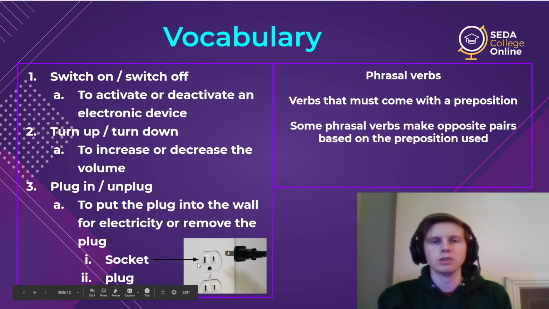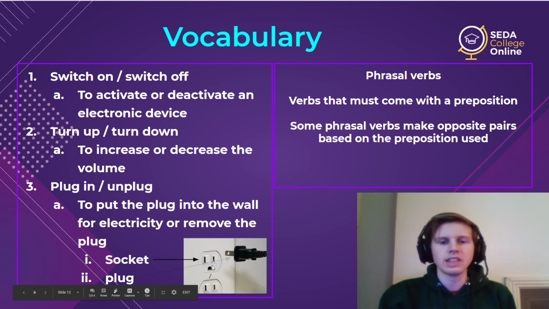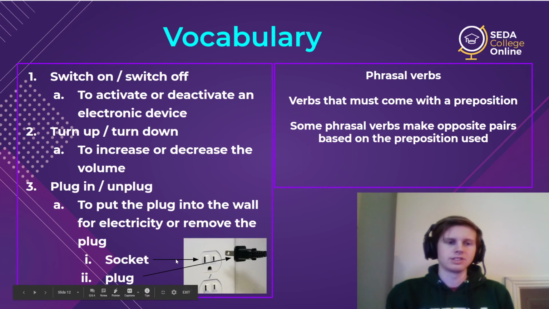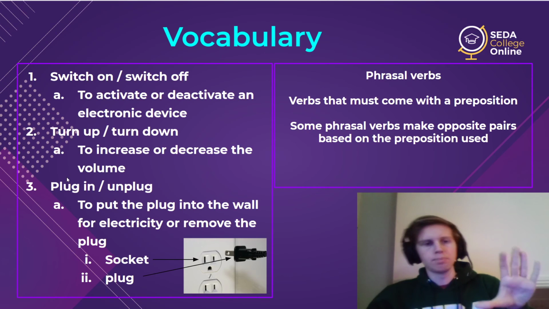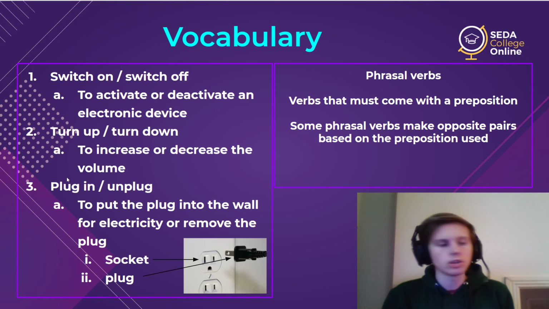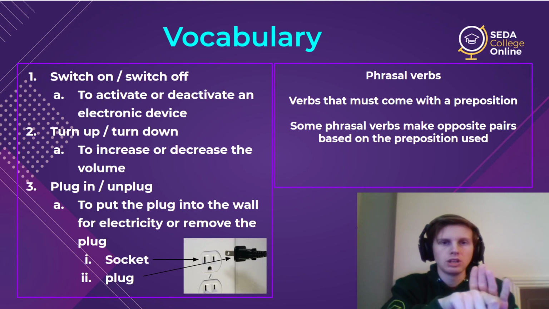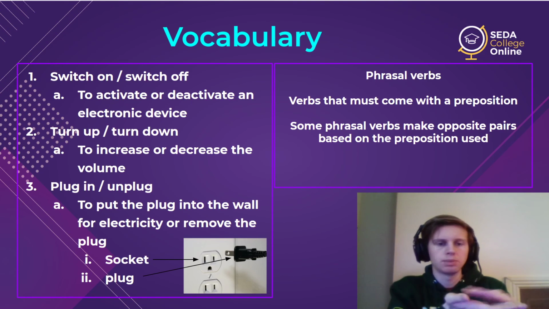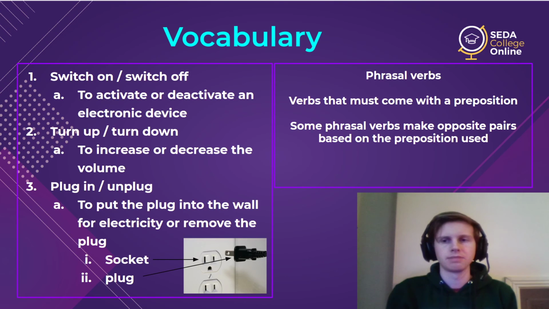This is the part in the wall for electricity. And then this is the actual plug. This is an American plug. And so you plug it into this wall, the socket, and so you unplug or plug in. And you can also use that for USB cords. You can plug a USB in and you can unplug a USB. Anything with that kind of socket plug motion, you can say that.